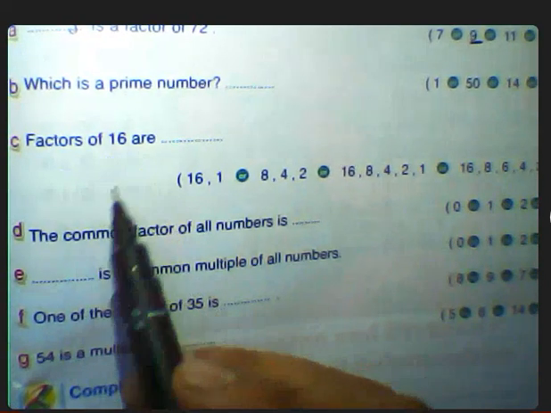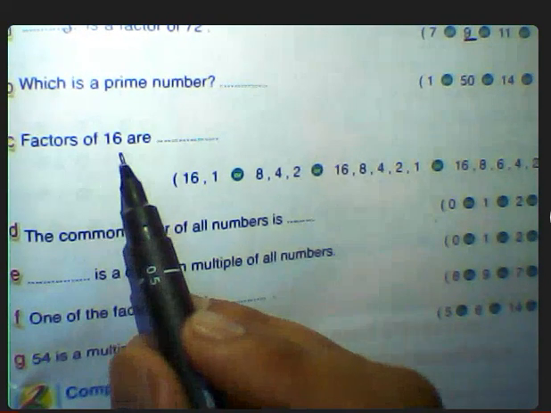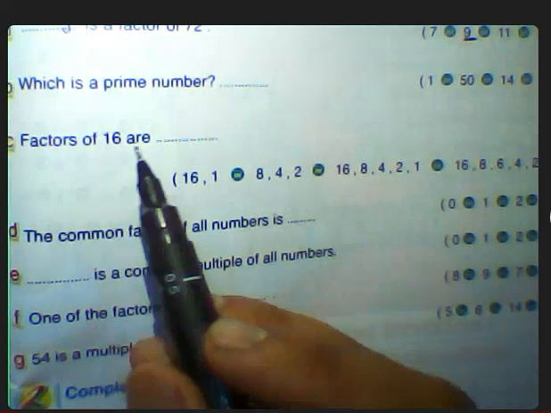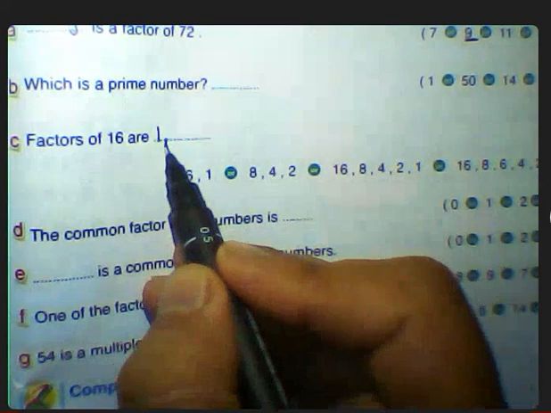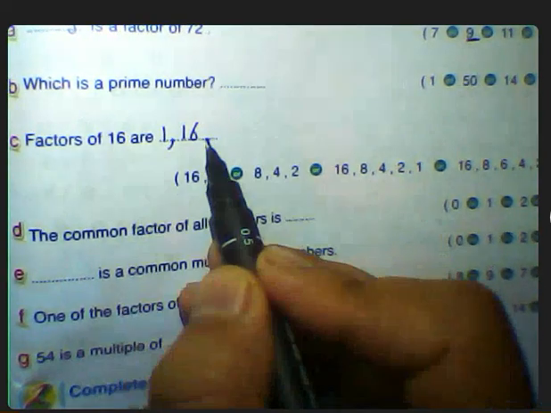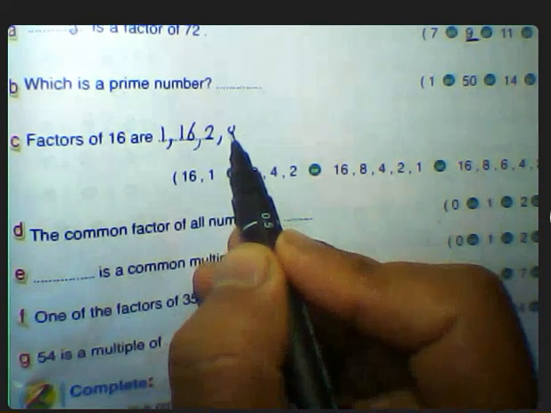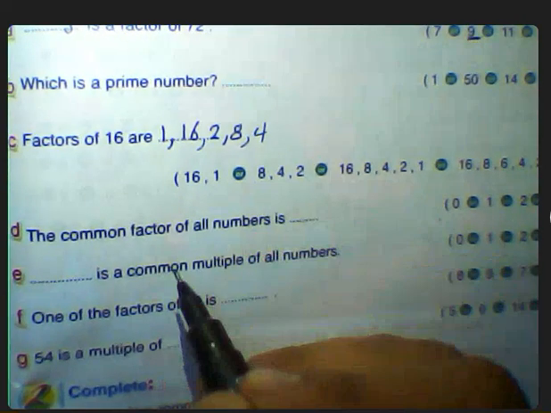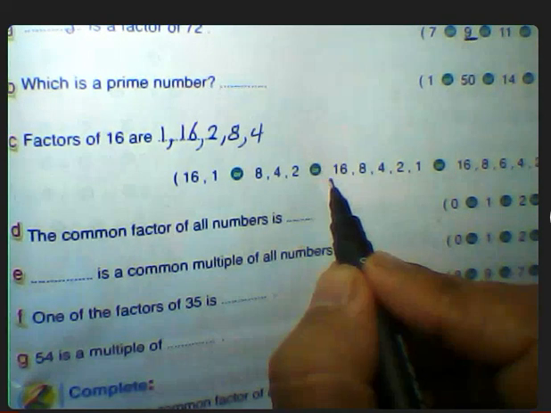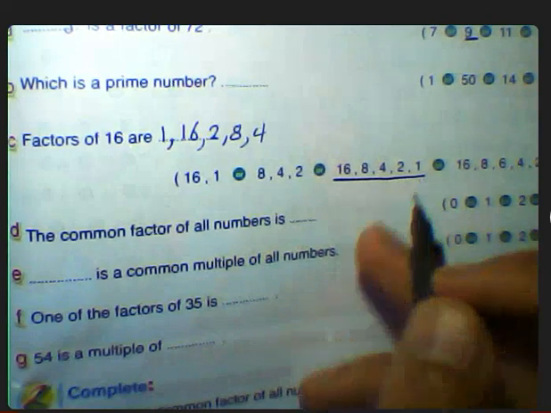Factors of 16 are 2 times 4 equals 8 and 8 times 2 equals 16. So we can write 1 and 16. 1 times 16 equals 16. 2 times 8 equals 16 and 4 times itself. 16, 8, 4, 2 and 1.